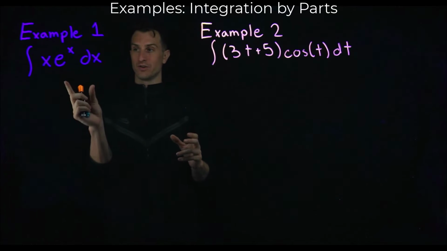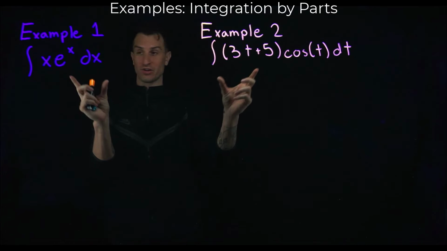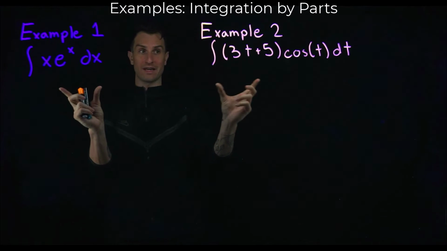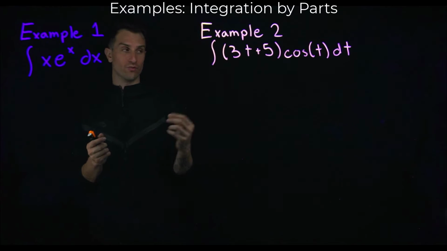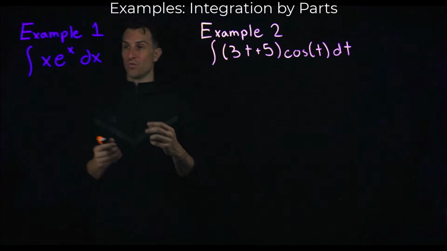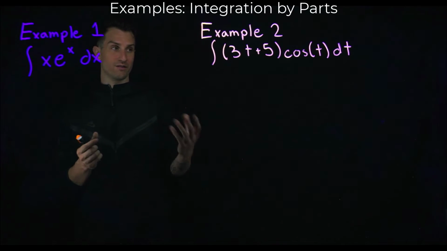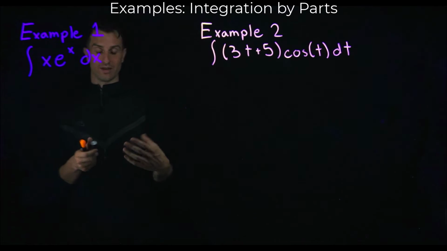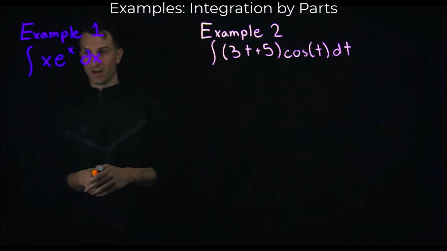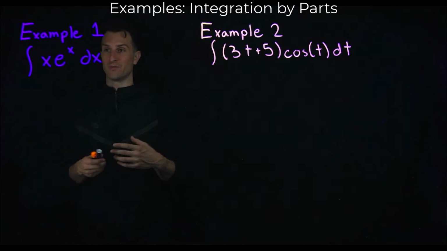So what are we really looking at? We have a function times a function in each one of these. We want to pay attention to which one of these, when I set it equal to u, will give us a nicer function to deal with in our integral. So we want to pick u to be the one that helps me the most.